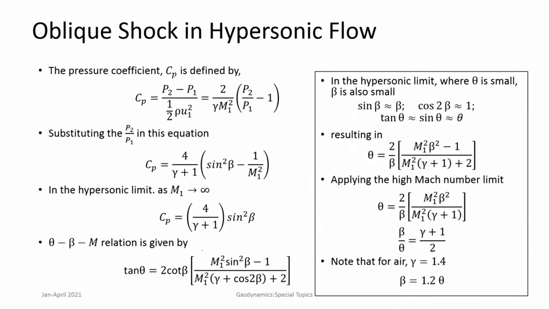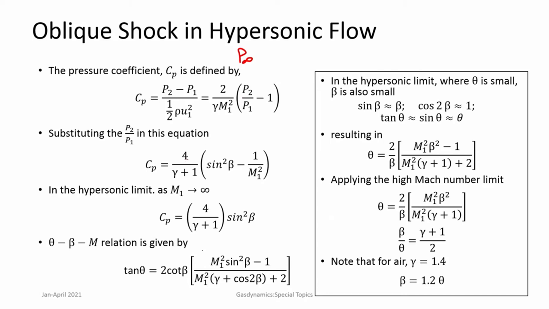Okay, so always we are interested in finding out what is the pressure distribution over bodies. So we want to know what is pressure coefficient, and pressure coefficient is determined as P2 minus P1, where P1 can be P infinity, which is the free stream conditions, by half rho U1 square. We can make this a standard transformation from half rho U square to 2 by gamma M1 square. You can do this by taking P1 out and then multiplying and dividing by gamma, P2 by P1 minus 1.